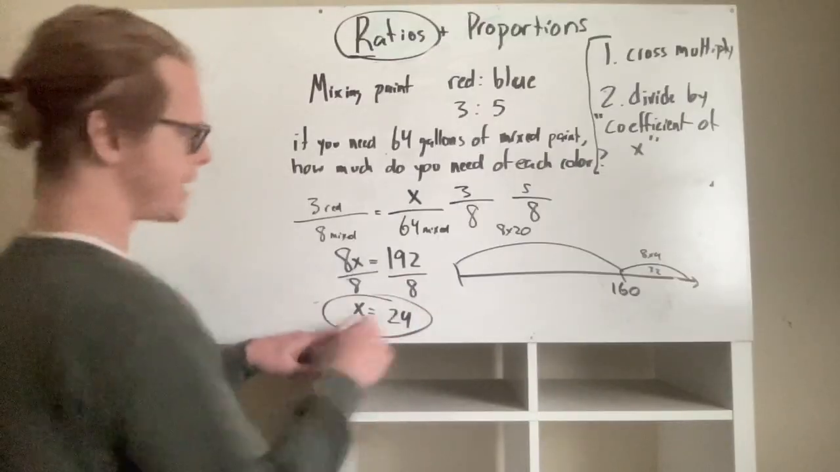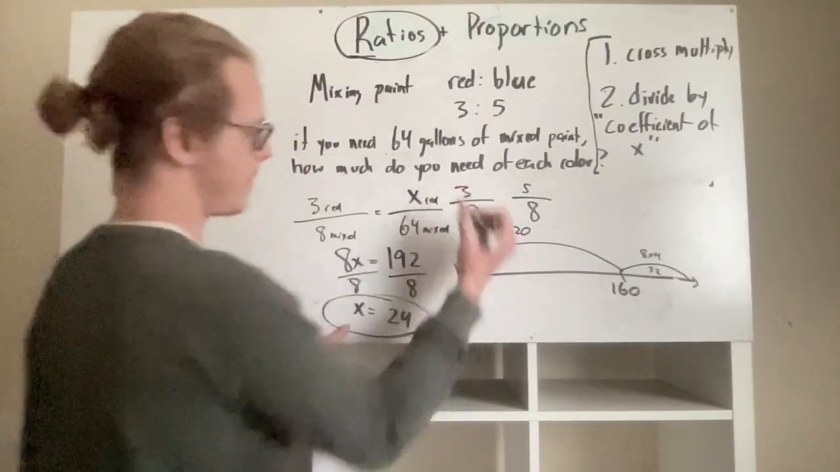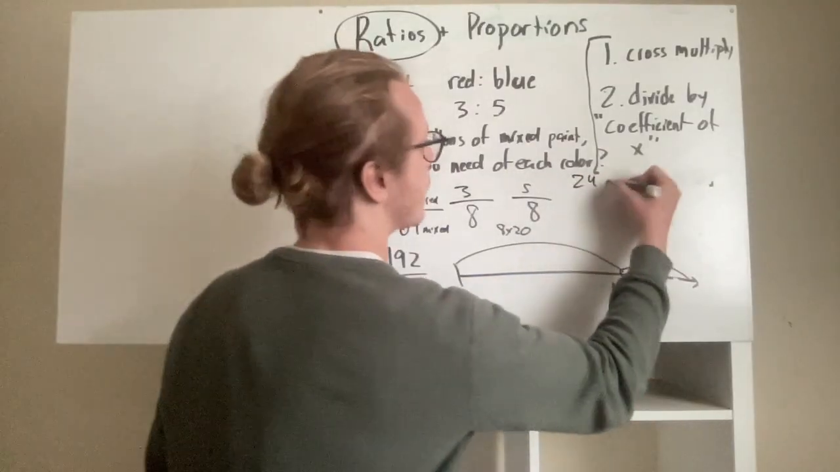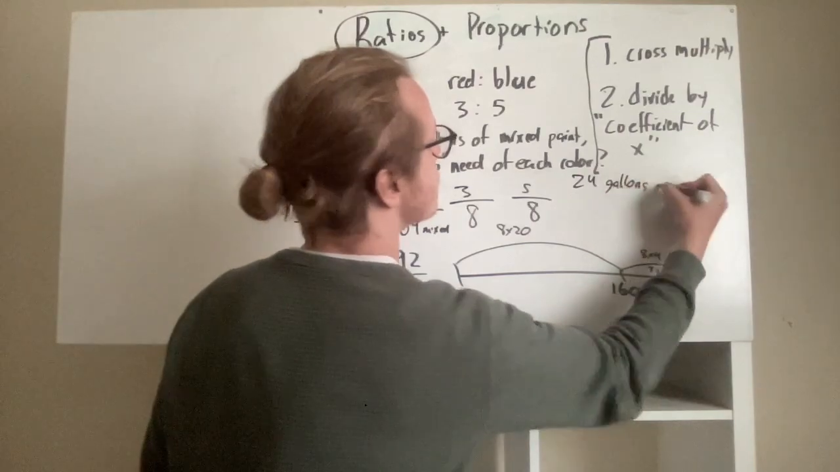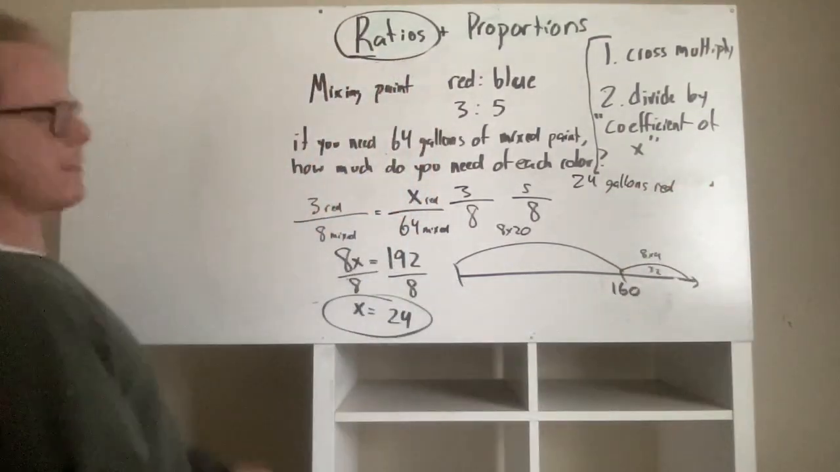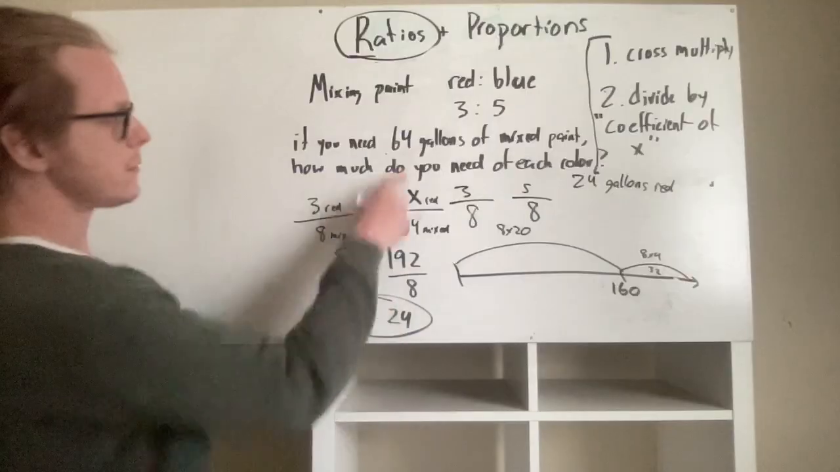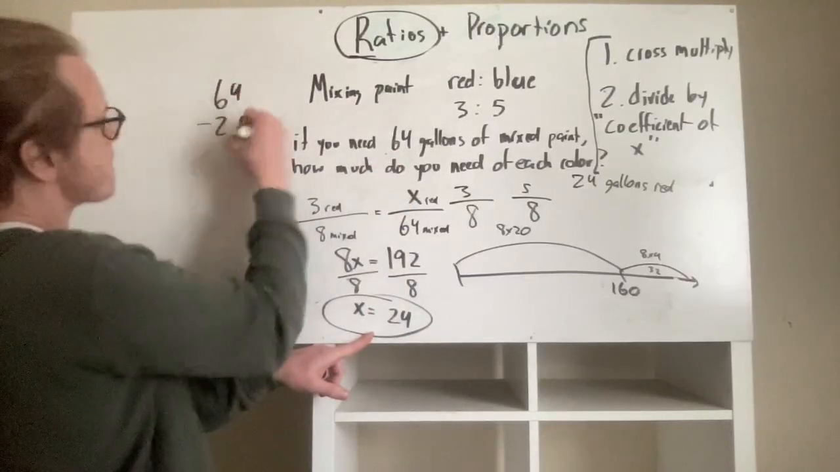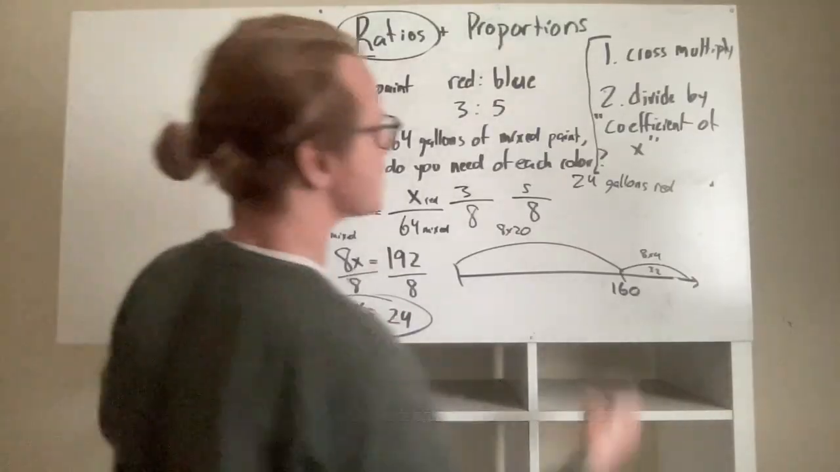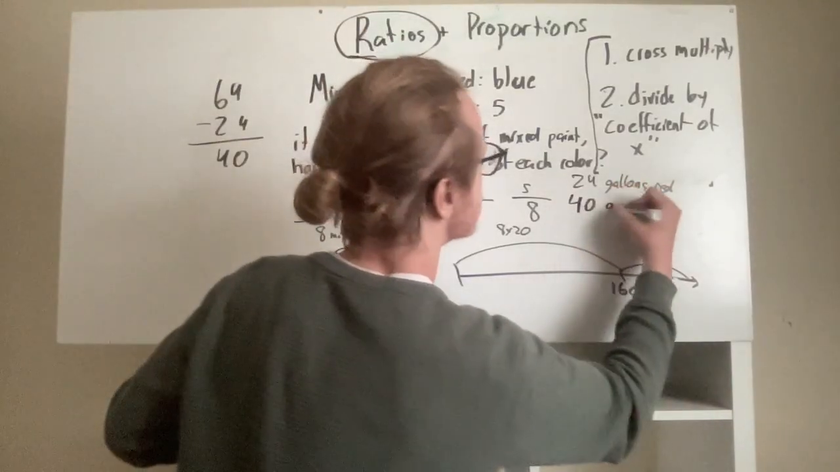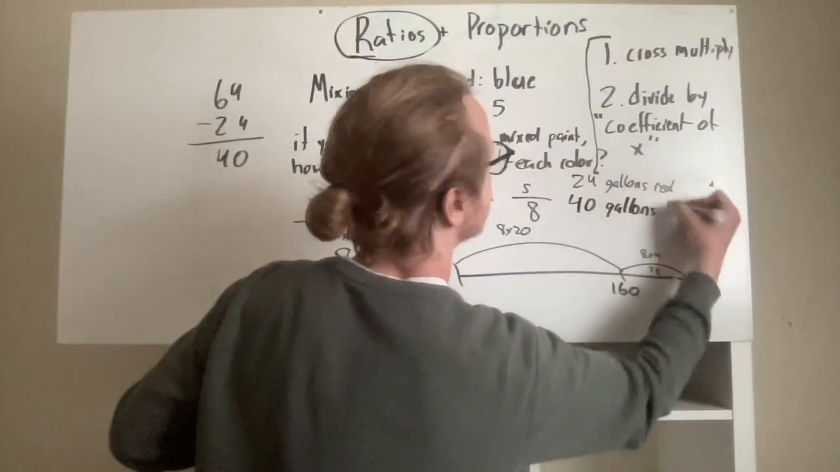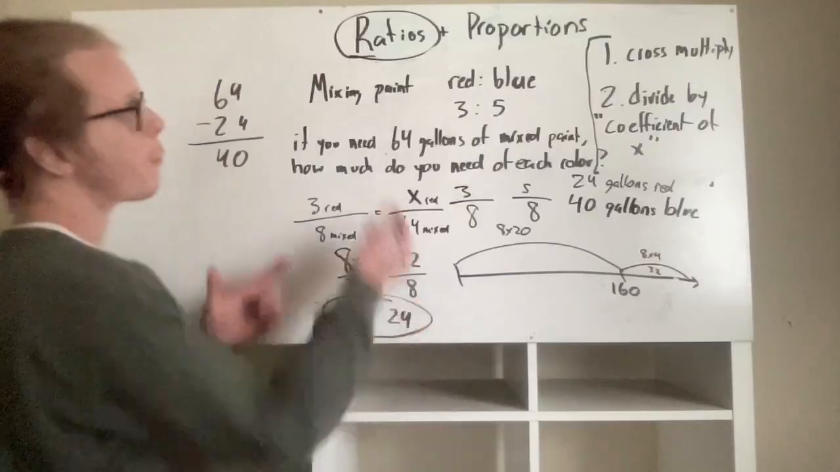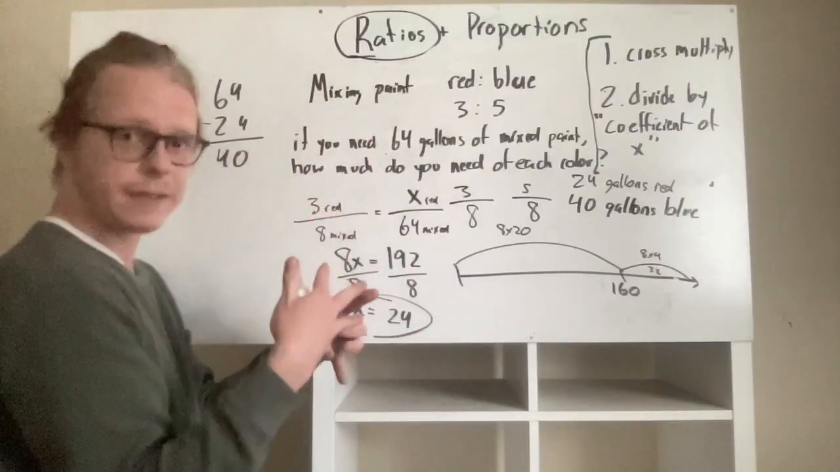And what did x represent? The amount of red paint that I will need. So if I need 24 gallons of red, how many gallons of blue? Well, it's 64 total, so I could just take away, right? I need 40 gallons of blue paint. So ratios and proportions, as I hope you can see, are very closely connected.